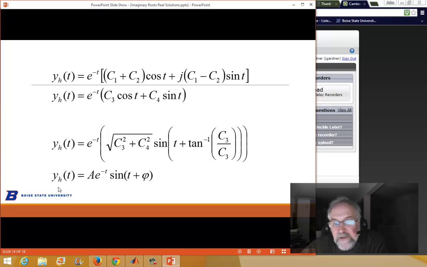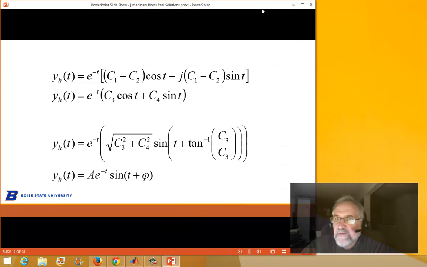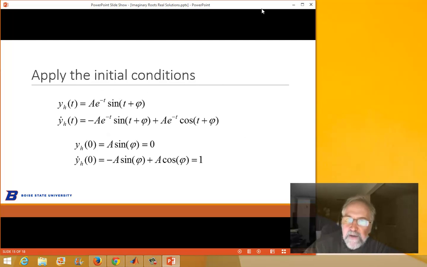The homogeneous solution is equal to A e to the minus t times the sine of t plus phi. So that's really the meat of this. It's not necessarily the most useful piece of information, and you're not going to be seeing it all the time, but I think it's good if we're getting into systems and you're going to be looking at solutions. It's always good to be able to go back to the fundamentals and the basics and see how that all fits together. Okay, so in wrapping this up, let's look at the initial conditions.